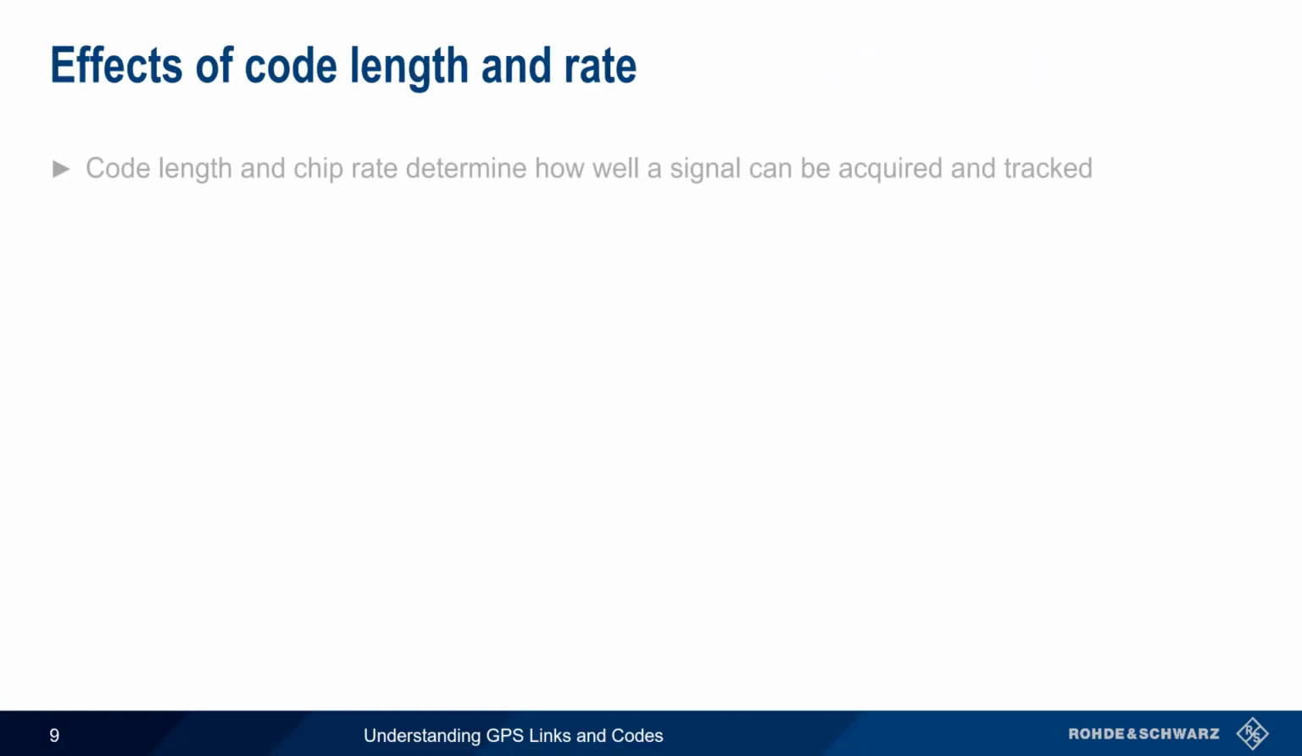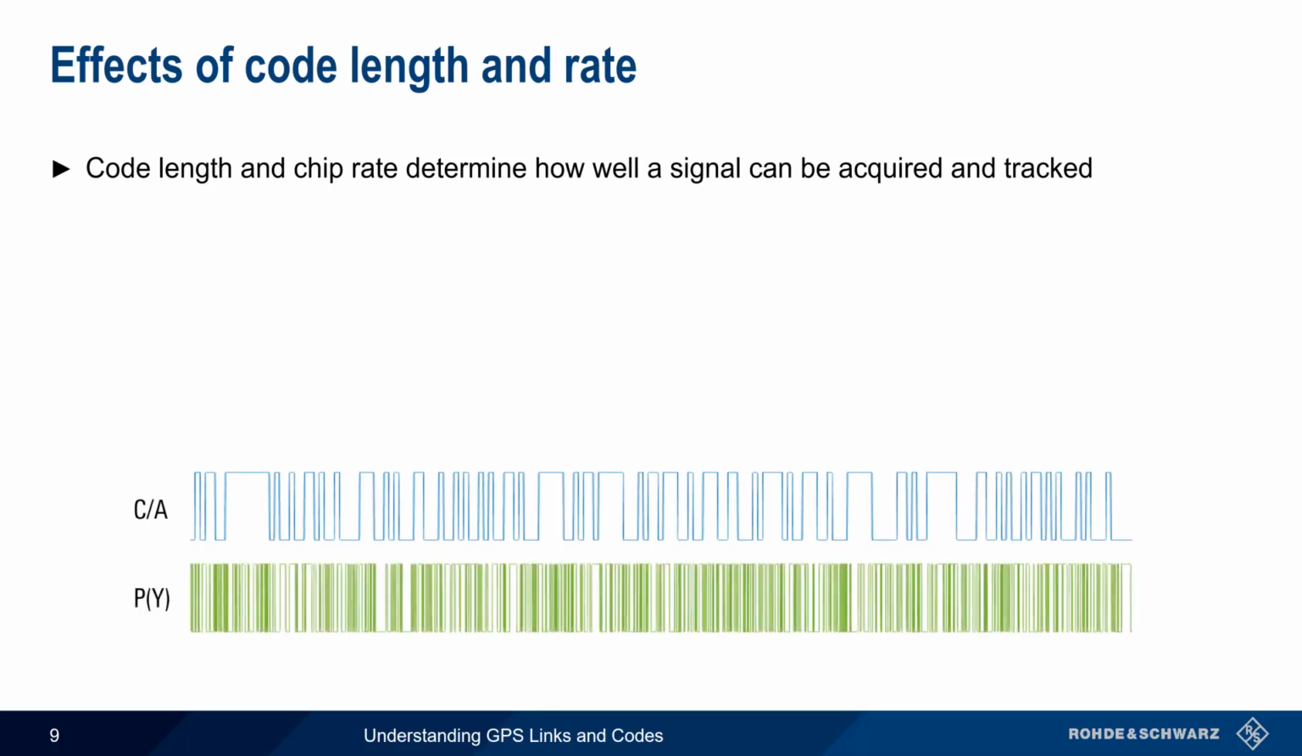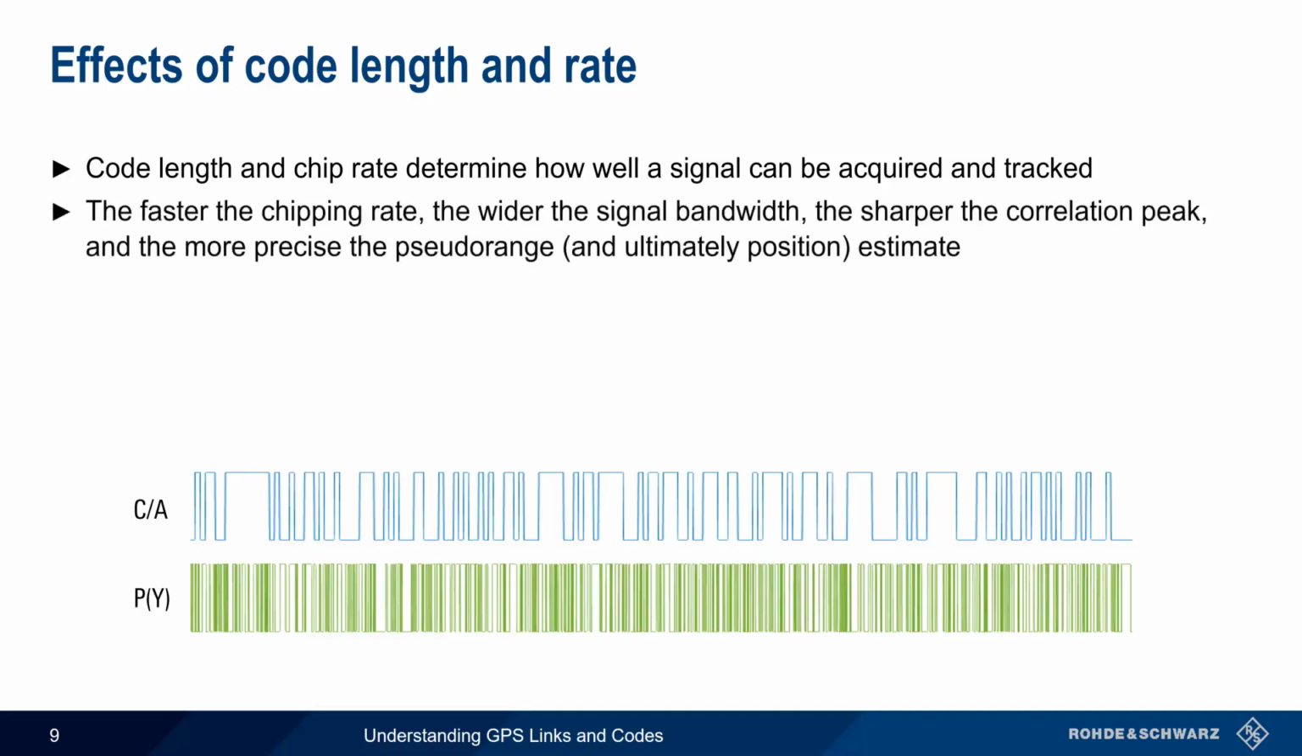The length and rate of the code have significant impact on how easily a signal can be acquired or tracked, especially under non-ideal conditions, or in the presence of noise, interference, or low received signal power. In general, the faster the code or chipping rate, the wider the signal and the sharper the correlation peak, which in turn leads to higher position accuracy.